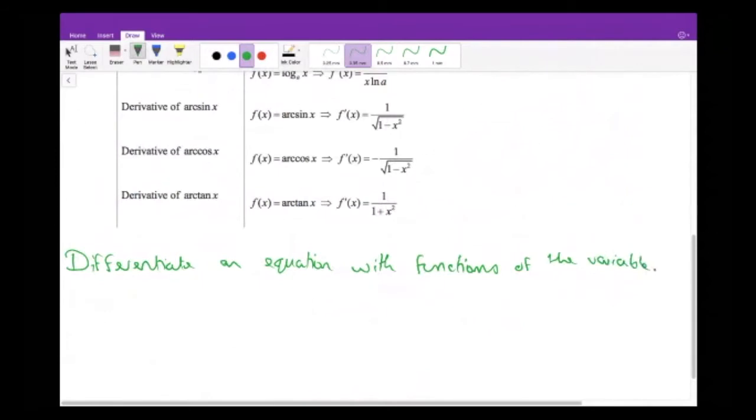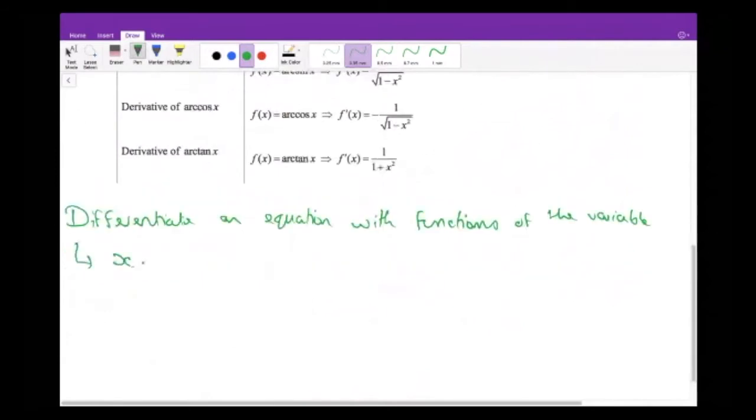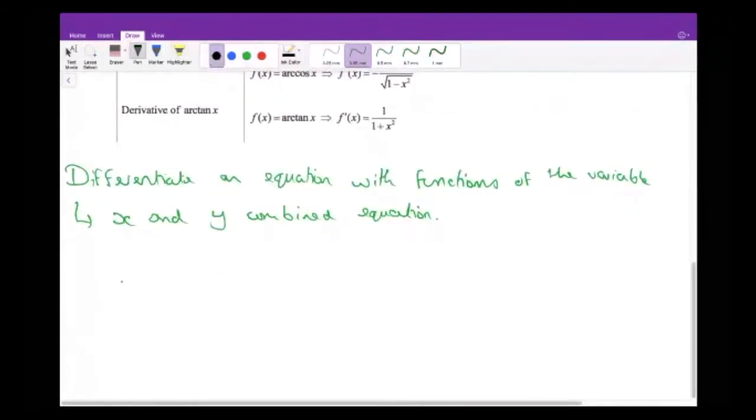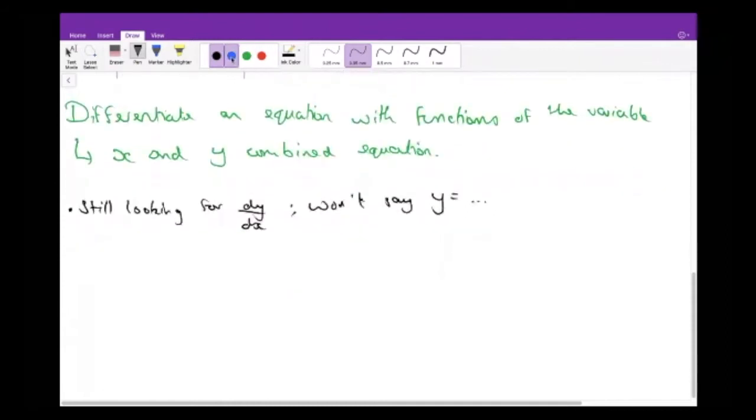So for example, in terms of x and y, this is an x and y combined equation. Now, typically, we still want to find how y changes with x. So we're still looking for dy by dx. But most of the equations that we will use won't have it written y equals. So it won't say y equals, which is why it's easier to use this implicit method. Now, implicit differentiation is really just an application of the chain rule and sometimes the product rule.